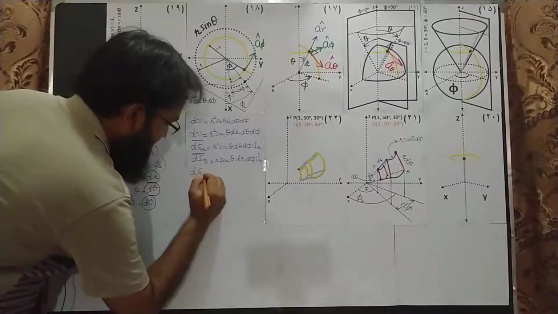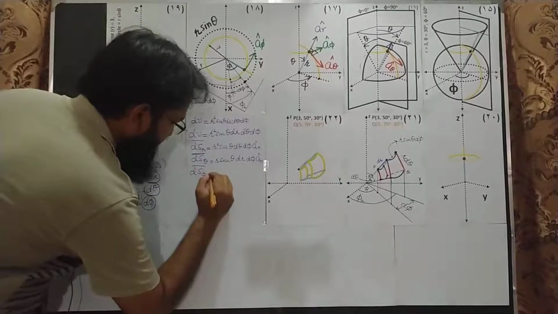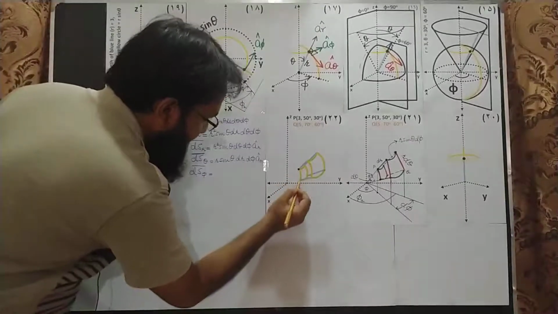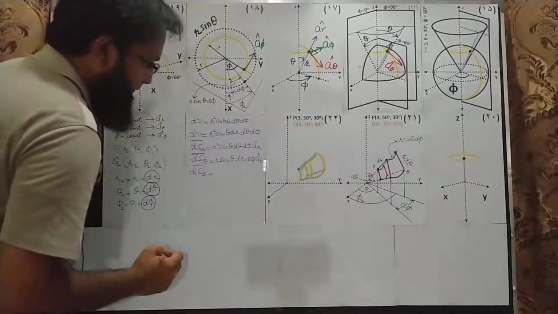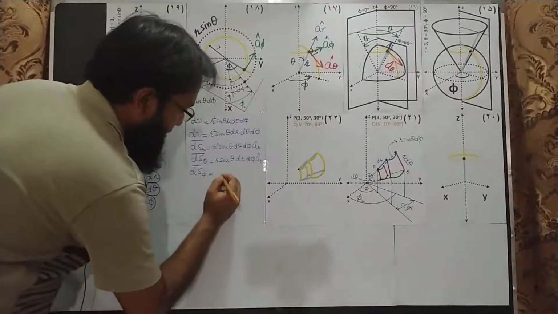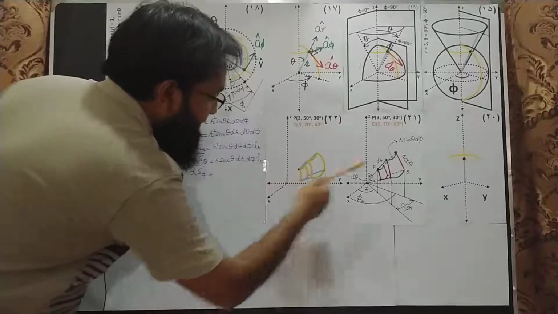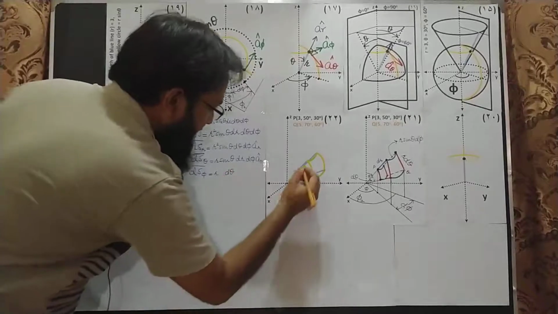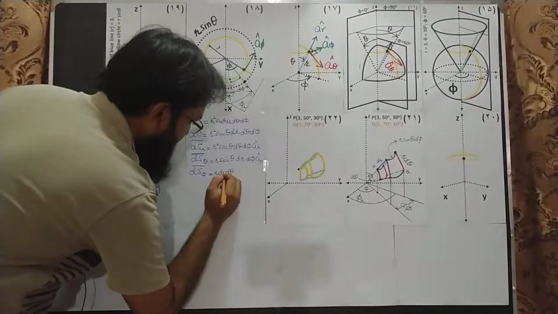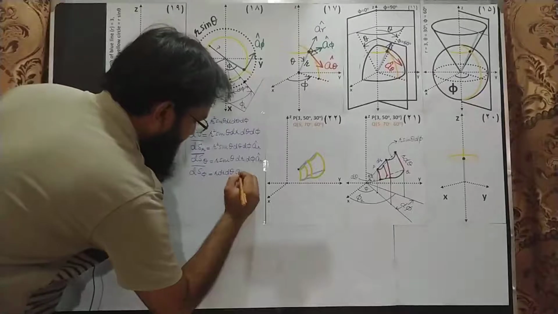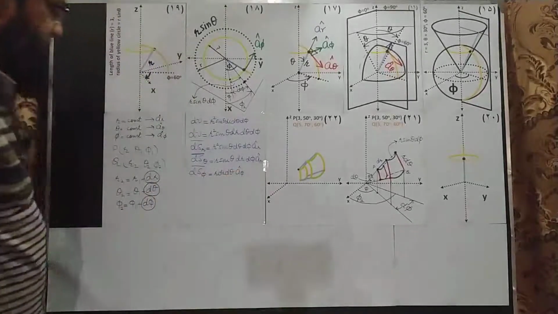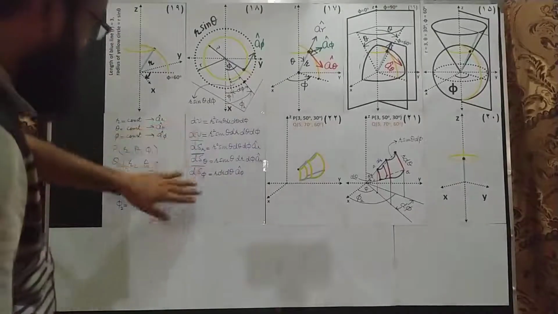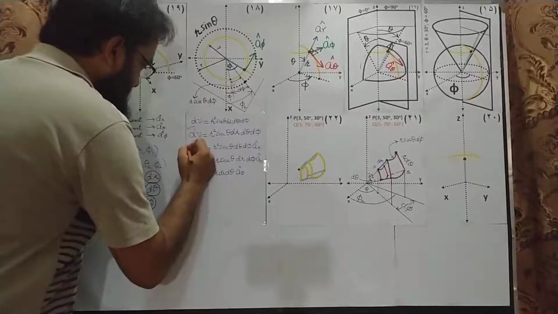Similarly for ds where phi is constant, which is made by the blue lines and these yellow curves. The yellow curve is r d theta, and this blue line is dr, so r dr d theta, with unit vector a phi. Note that there is no d phi here.